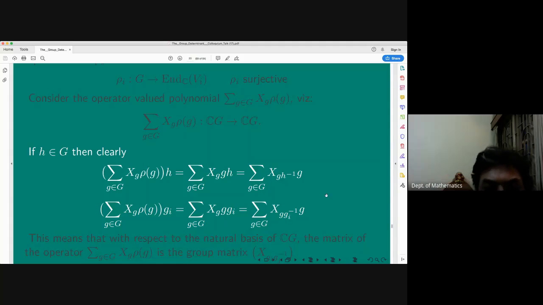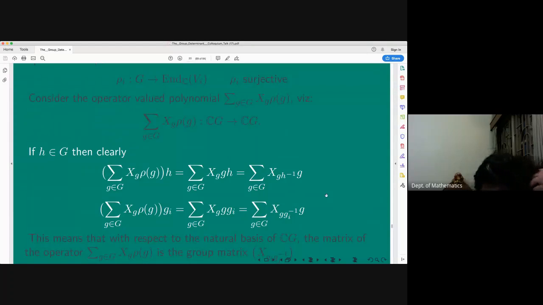To determine the matrix of any operator on this space, we need to write down its action on the basis elements. If you take h to be a group element from G and act this operator on h, what do you get? The sum of x_g rho(g)(h). What is rho(g)(h)? By definition, this is the regular representation, meaning elements of the group act by left multiplication. So this becomes the sum of x_g times gh, and you can rewrite it, because gh ranges over all the elements of the group as g ranges over all the elements of the group. So this is the same thing as the sum of x_{g h^{-1}} times g.